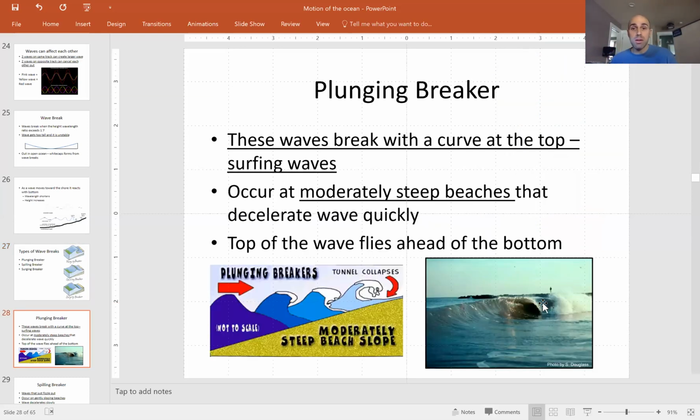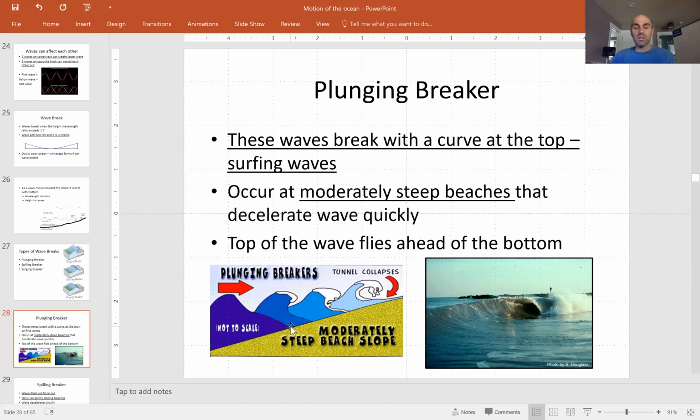A plunging breaker. Yo, what's up, man? Hanging 10, dude, totally tubular. Those are the ones that people try and surf, all right? Because it has that break to it. It creates that tunnel. These waves break with a curve at the top. They're surfing waves. They are moderately steep beaches that decelerate the wave quickly. And you could see this steep beach that as the wave rolls over, it hits the bottom and it starts to fall over itself.